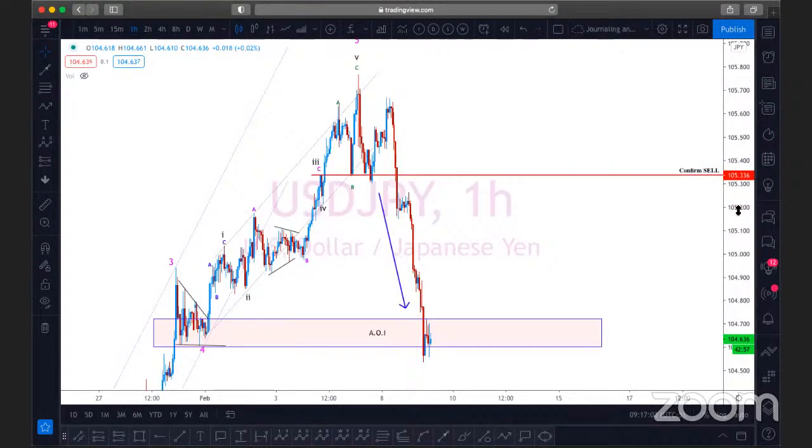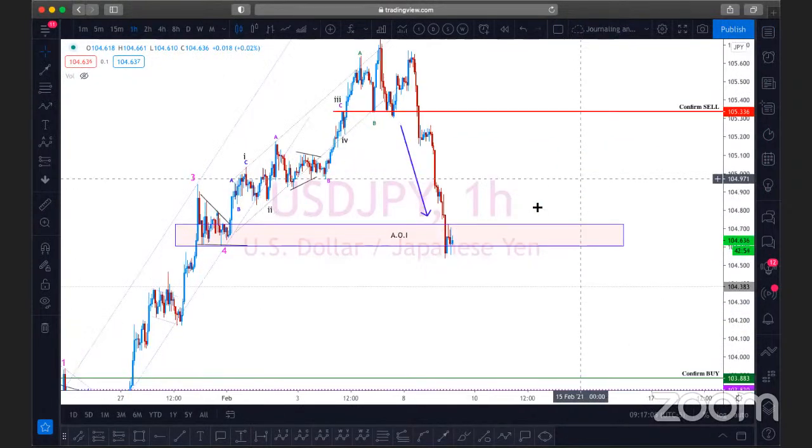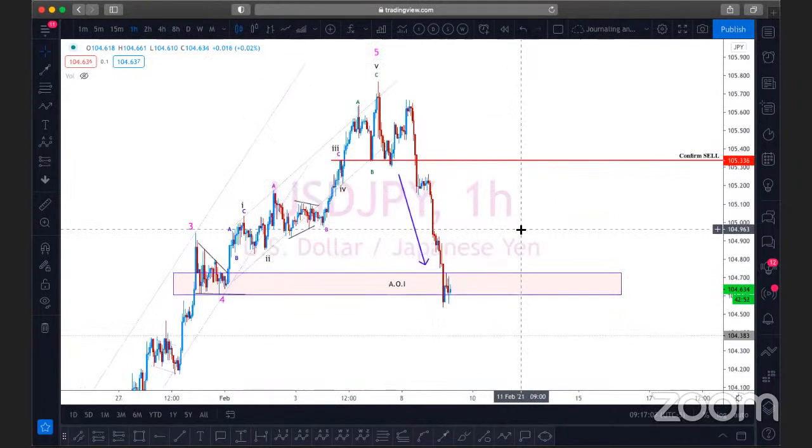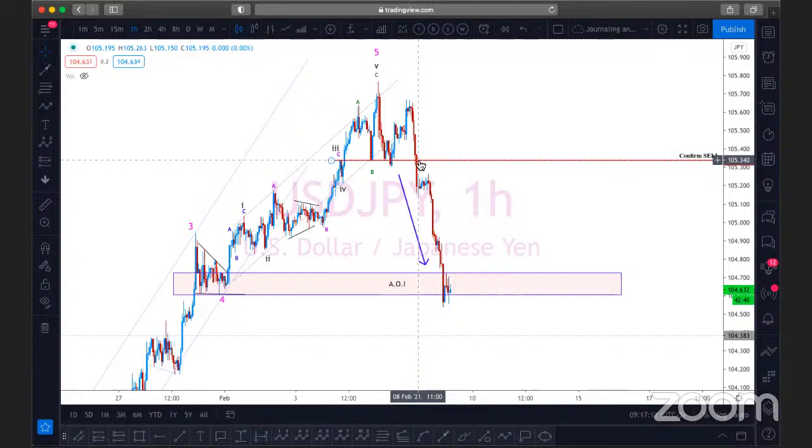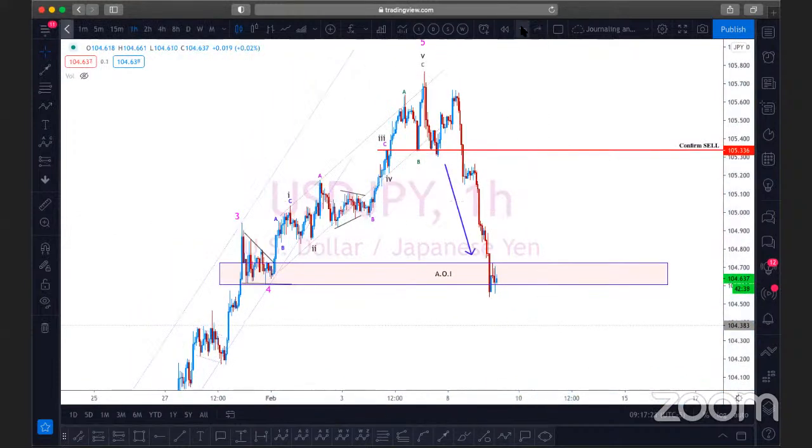For dollar yen, this is what we had in the market for last week. Well, not last week, but yesterday, Monday. This is what we were anticipating. We would have identified where I called out.